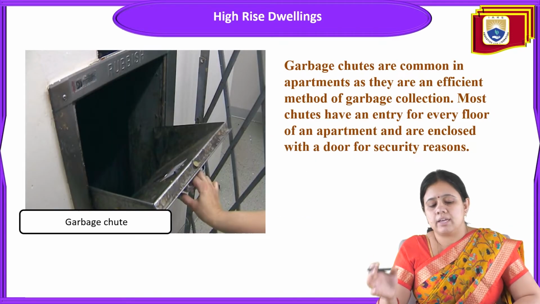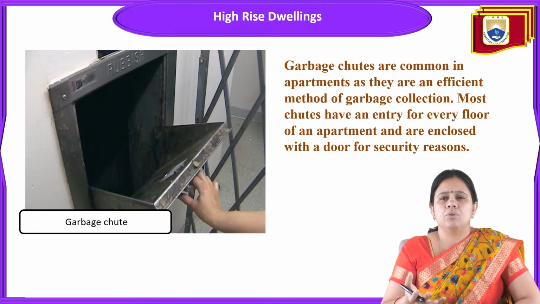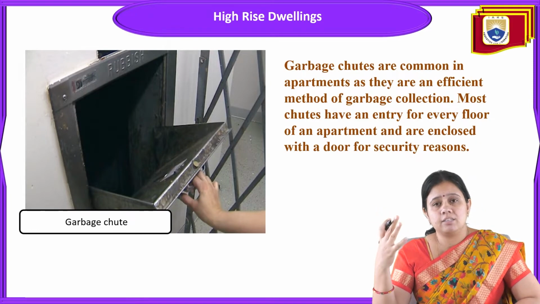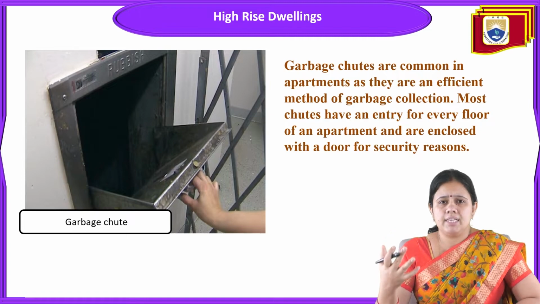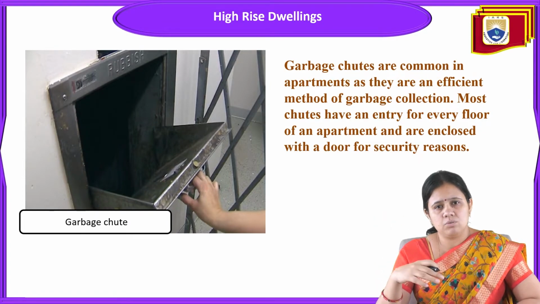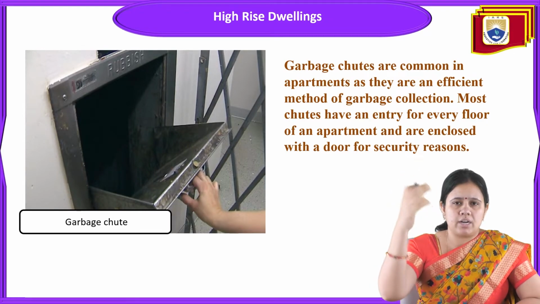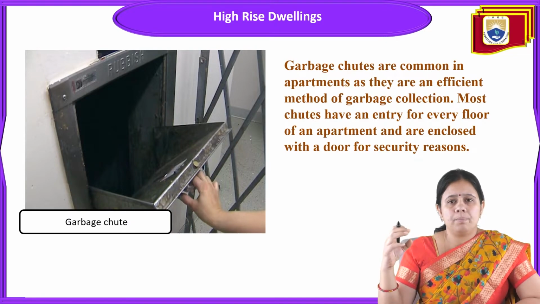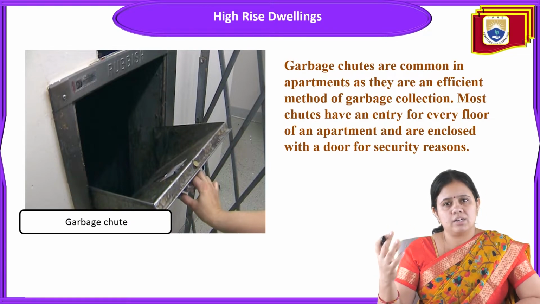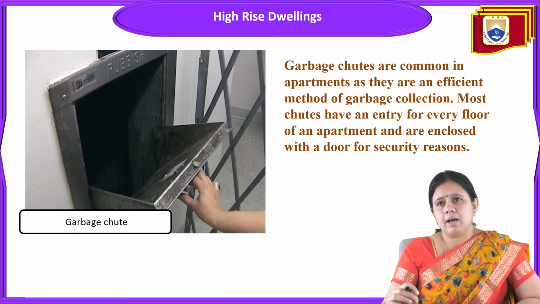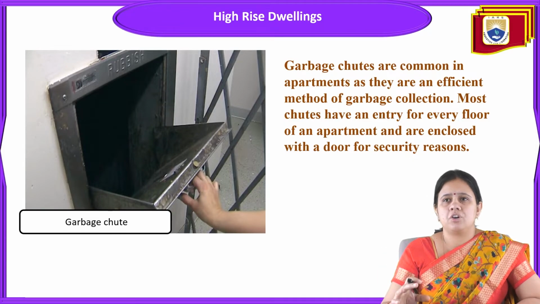Like this, garbage chutes are there. This is installed on every floor, and it is basically installed for very high apartments, with more than 20 floors, because this makes it easy for the builders also to bring construction waste from the upper side to the lower side. So a pipe has been installed outside the apartment, and its opening is there on every floor, which is called a garbage chute. These garbage chutes are common in apartments as they are an efficient method for garbage collection. Most of the chutes have an entry on every floor of an apartment and are enclosed with a door, for security reasons also.